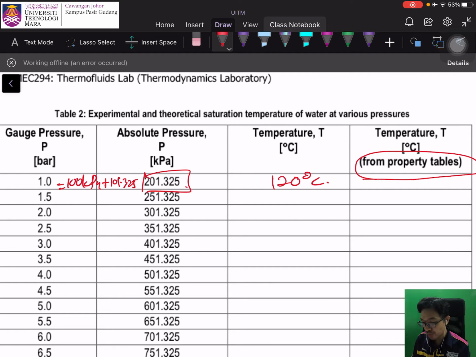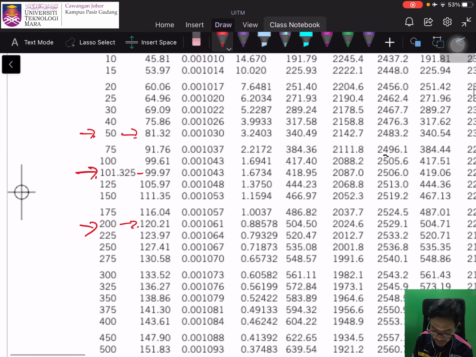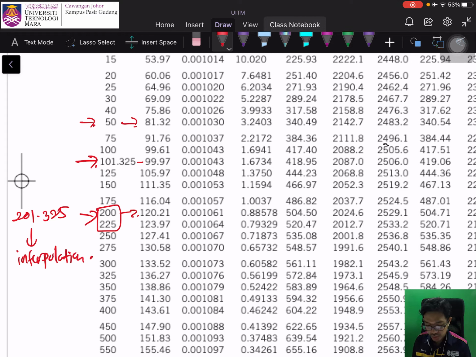So what is the value from the property table? We need to check back the value from the steam table or property tables for 201.325 kPa. Alright, so if you look here, in the first column there is 200 kPa and also 225 kPa. Our value that we want to get is 201.325 kPa, but we do not have this in the steam table. So what you need to do is the interpolation method. The interpolation method is a tool to estimate a value between two values in a correlation table or correlation equation.